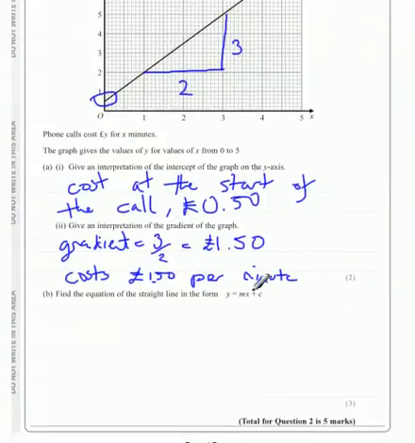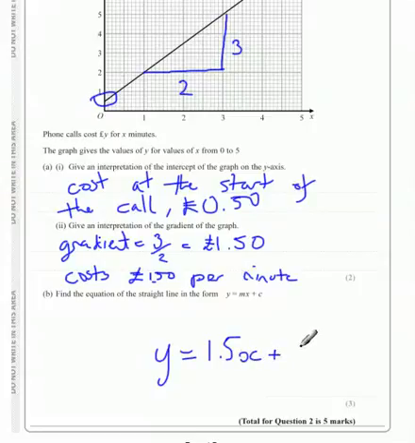Then using these two values to get our equation of the line, the gradient is our m value, so that's 1.5, and the c value is our start or our y-intercept, so 0.5.